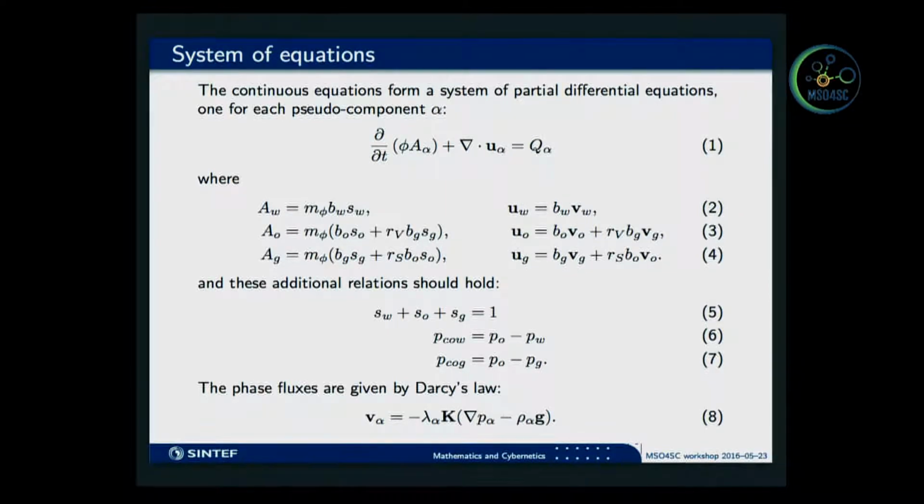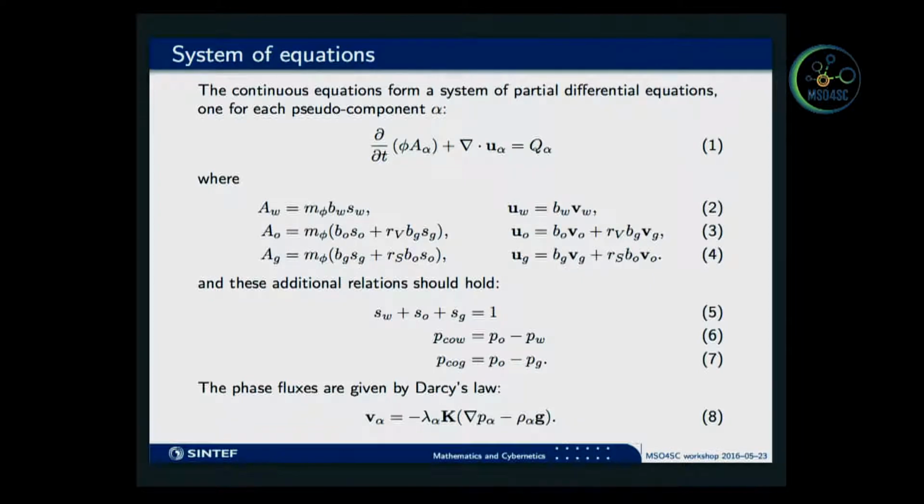So here's then the system of equations. For each pseudo component alpha, we have this conservation equation. And I'm just writing out a few things here. Just note that the u here is the velocity of a component, the flux of a component. So v, on the other hand, is the flux of a phase. So this is like a mass flux of a component. This is like a volume flux of a phase.